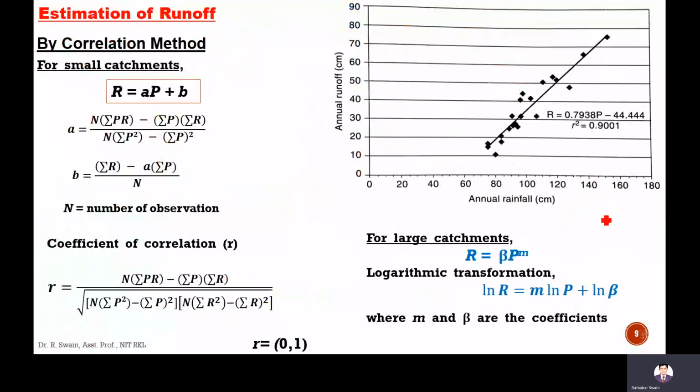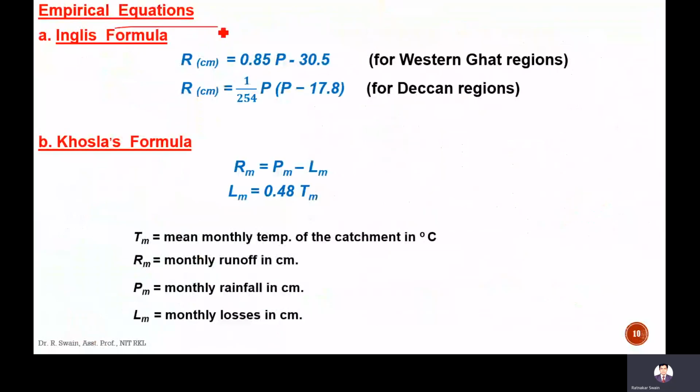Next is estimation of runoff. This runoff estimation is a very typical process. It is a very cumbersome process if we consider all the physical parameters, because it is usually estimated using the mass balance equation, or by the correlation method. I will tell you about the correlation method and the empirical equation method.